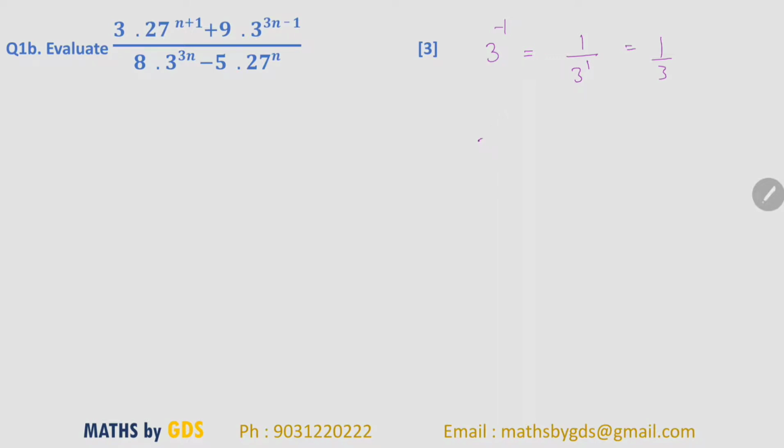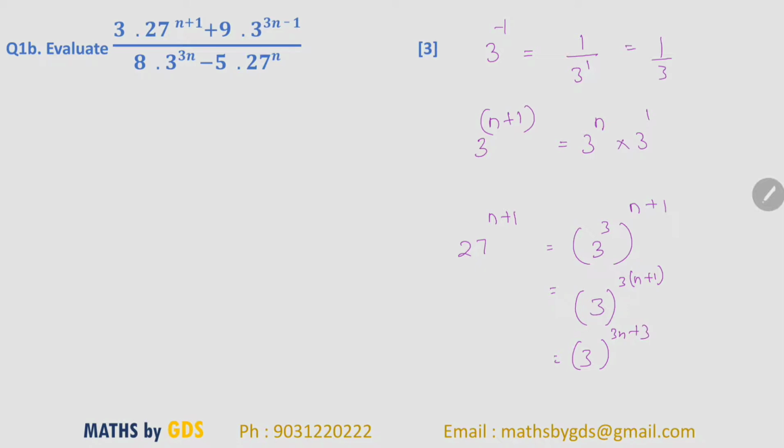Alright. 3 to the power n plus 1 simply means 3 to the power n into 3 to the power 1. Suppose it's written 27 to the power n plus 1. 27 we can write as 3 to the power 3. And 27 to the power n plus 1 means 3 to the power 3, that is 27, to the power n plus 1. Now this will mean 3 to the power 3 into n plus 1. When a power is on the power, both the powers get multiplied. So it will be 3 to the power 3n plus 3. So these are the few examples that we'll be using while solving this question.